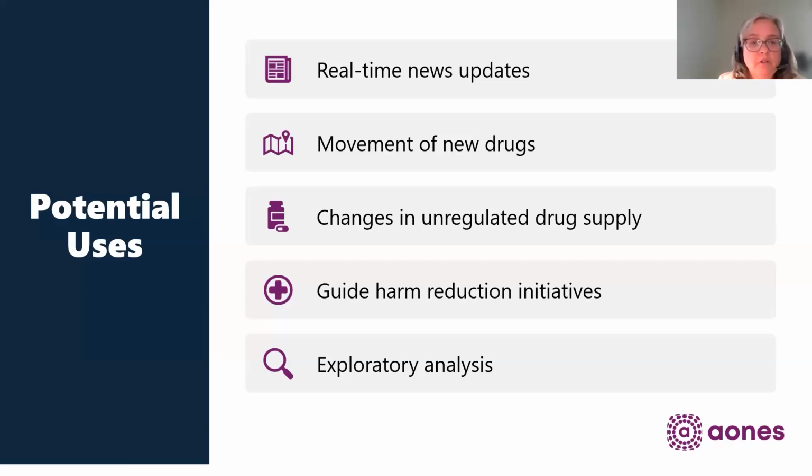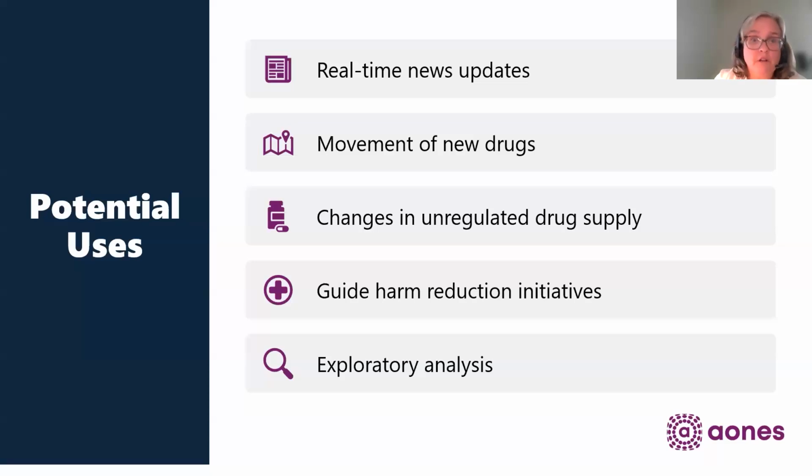Next, movement of new drugs. Participants also highly rated the tool's ability to track the geographical movement of new drugs. Participants from public health agencies noted that A1s could help public health units monitor whether a new drug is seen in one region, perhaps especially near international borders, and if it is likely to spread to other areas, in particular their own. Again, this foresight may allow for proactive harm reduction efforts and preparation.